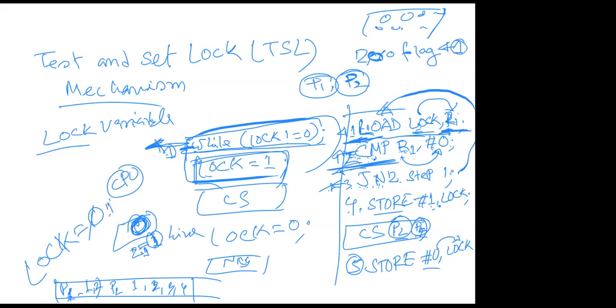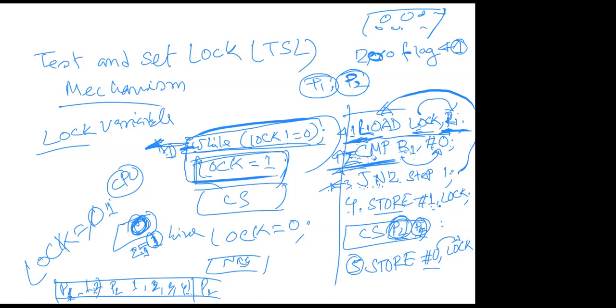Lock as a 1, and then P2 can enter the critical section after executing this fourth line. Okay, let's see again. P1 got the CPU again. P1 last time executed lines 1 and 2.